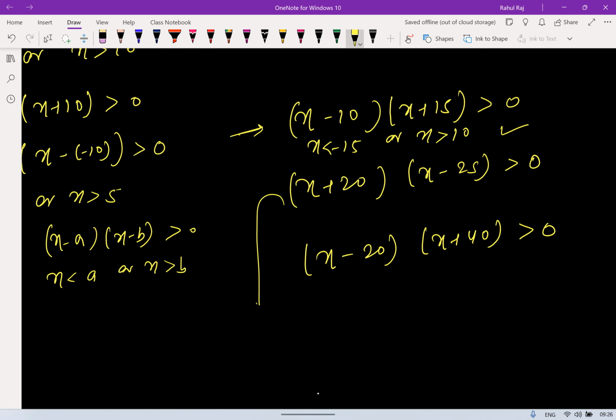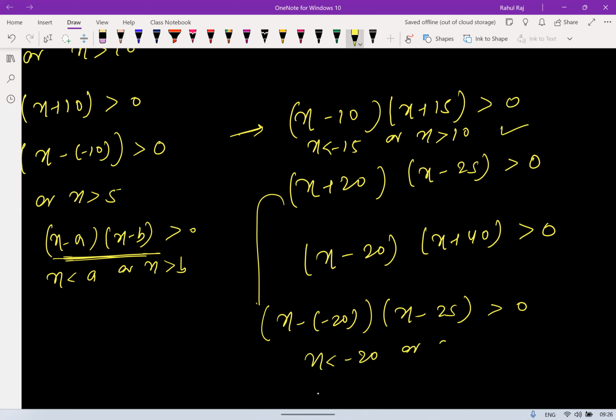Simple job is to first convert everything in the form of this, always. So x minus of negative 20, and x minus 25 greater than 0. Now tell me, which is the smaller one? Negative 20 or negative 25? 25. No, this is 25, not negative 25. This is negative 20. Sorry. Negative 20 is smaller. So x should be less than negative 20 or x greater than 25.